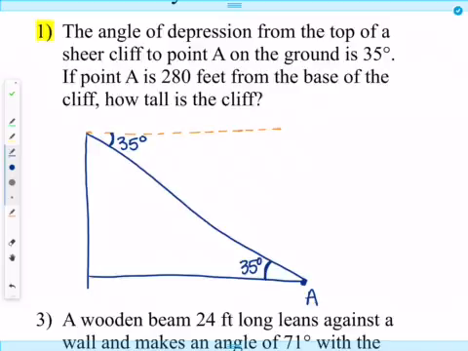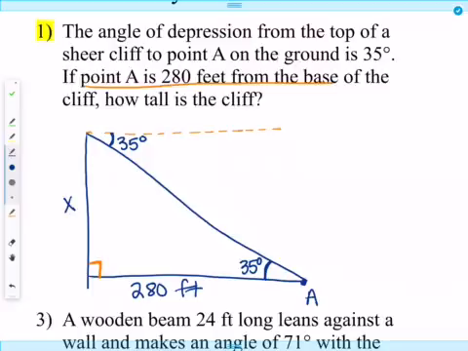And it tells us that point A is 280 feet from the base of the cliff. So of course the base of the cliff would be this bottom left hand corner. And so we're going to put 280 feet down here at the bottom. And they want us to find out how tall the cliff is. So our X is going to go over here on the left hand side.